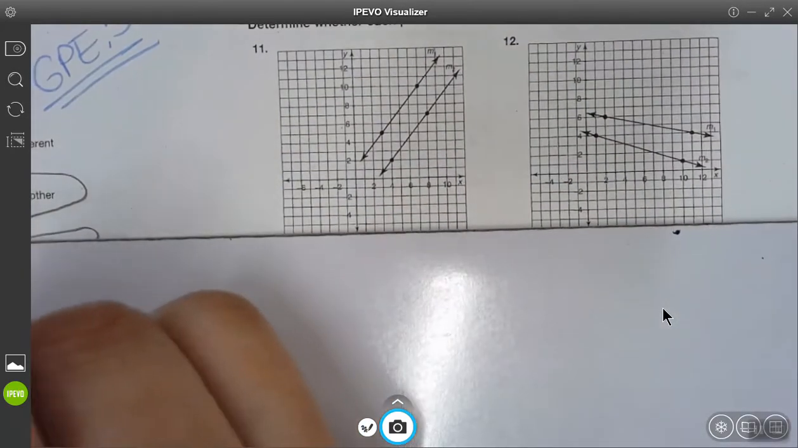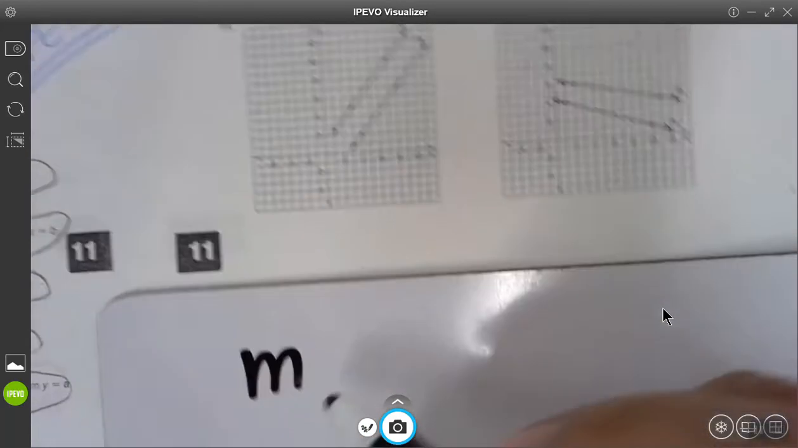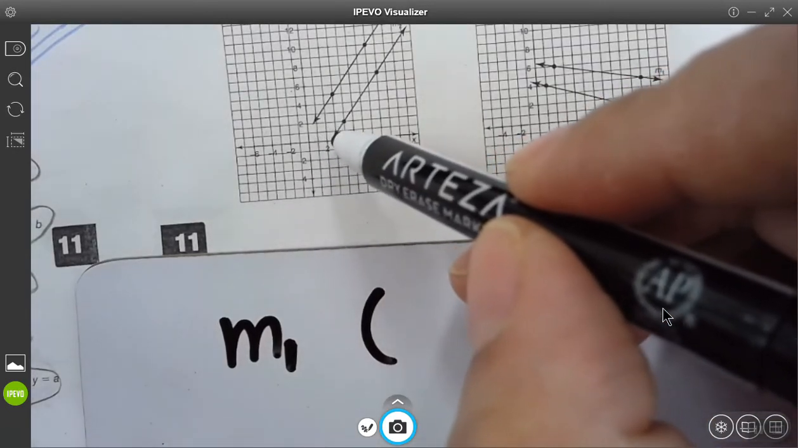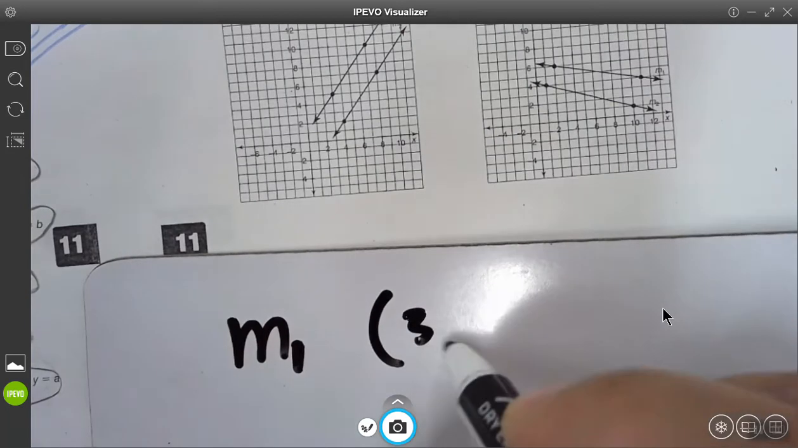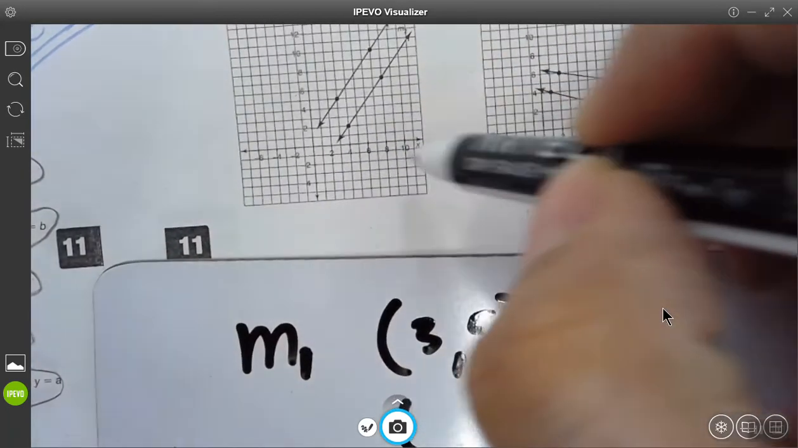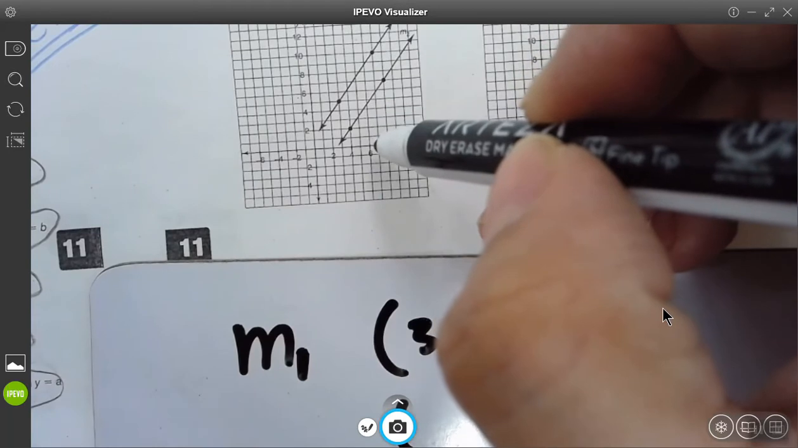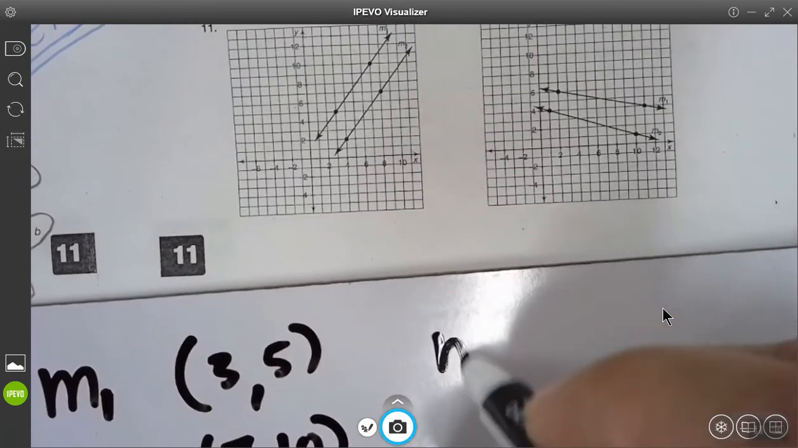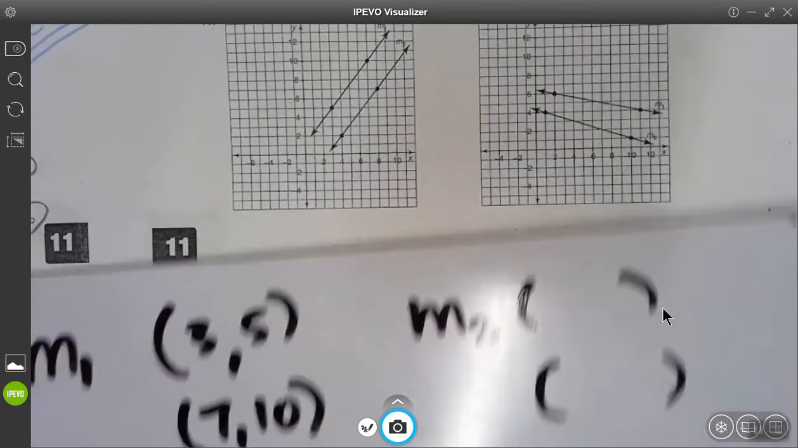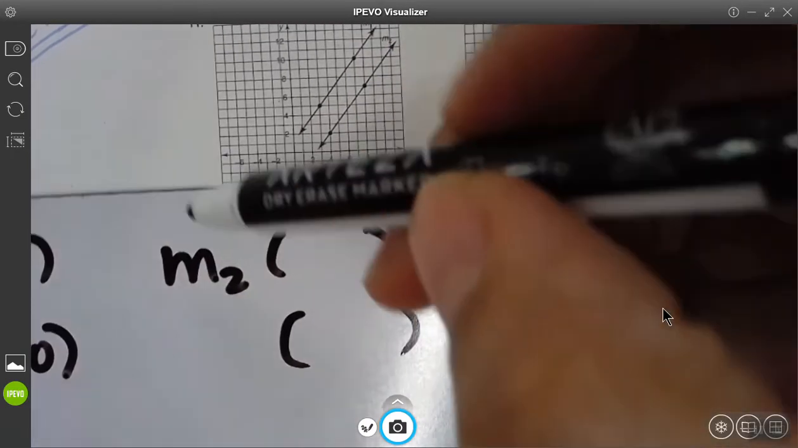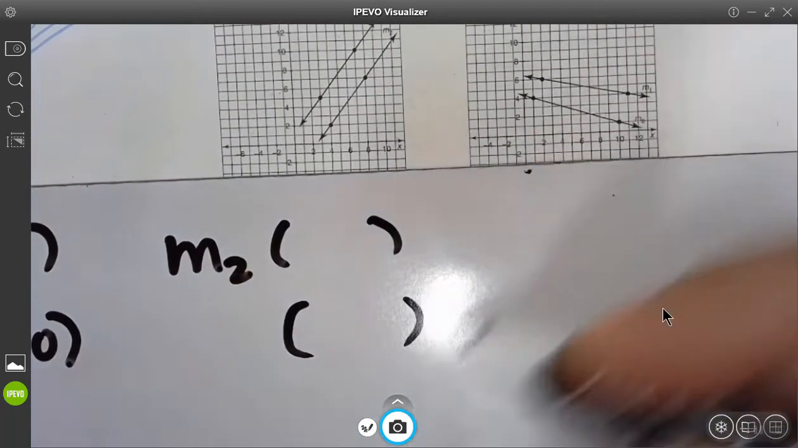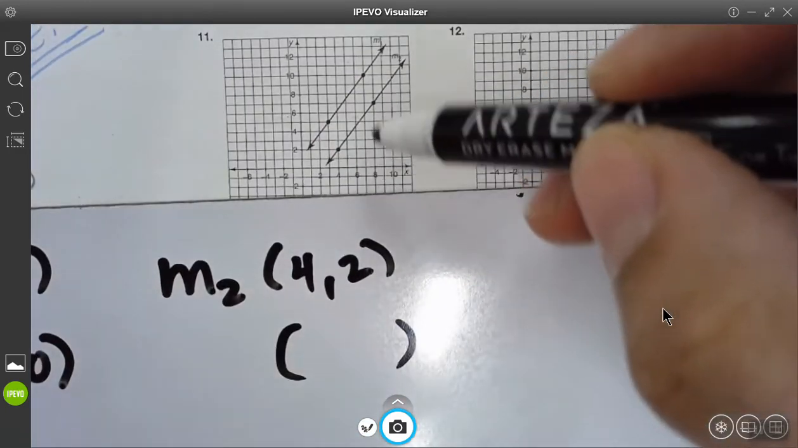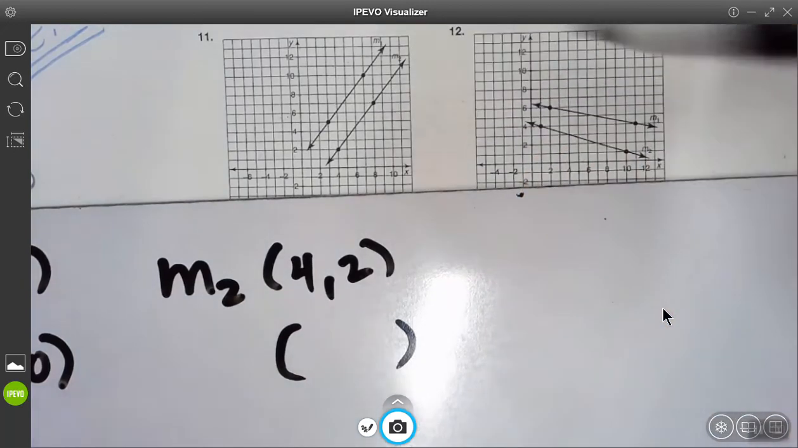So for line M1, the points are, let me see, 1, 2, 3, 5, and the other point is 7, 10. For line 2, the points are 4, 2, and the other one is 8, 7.